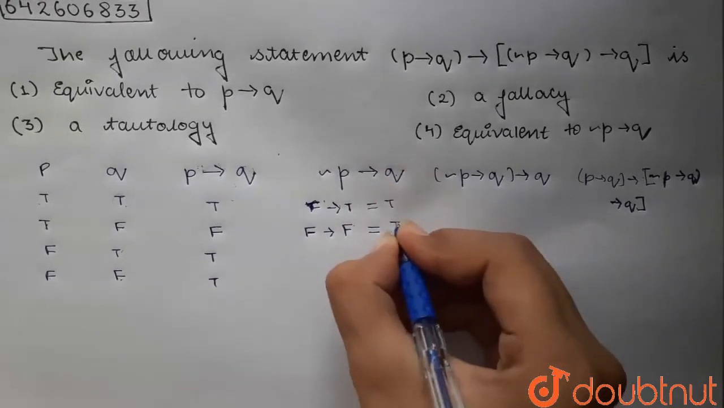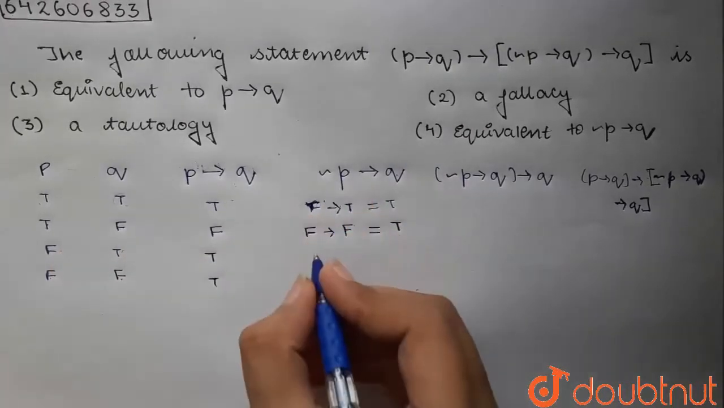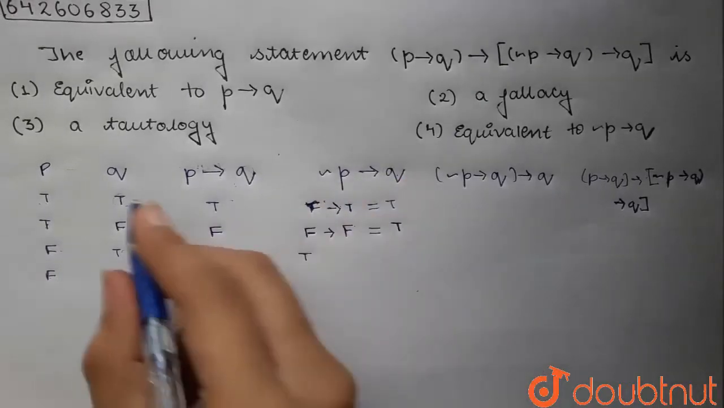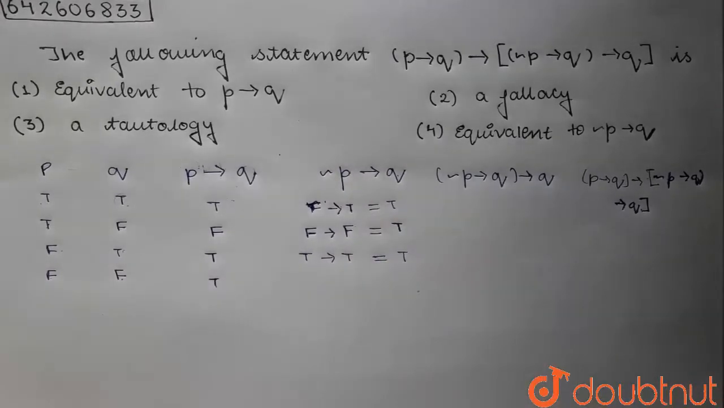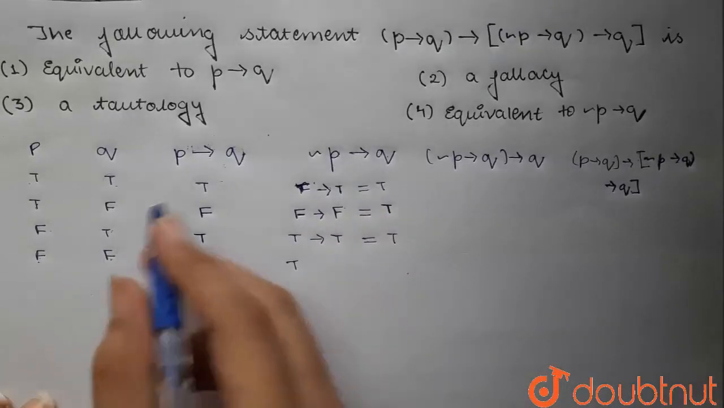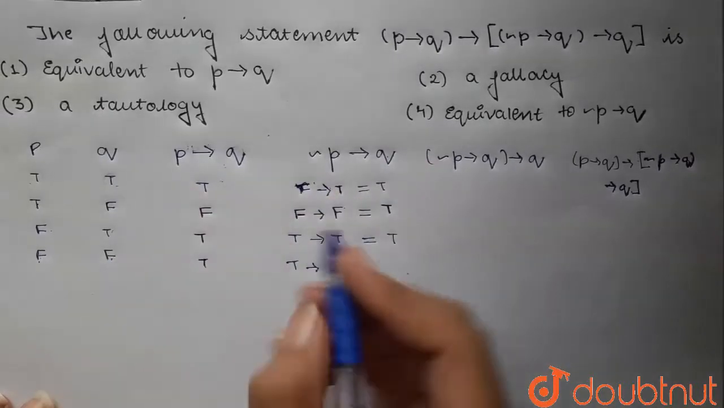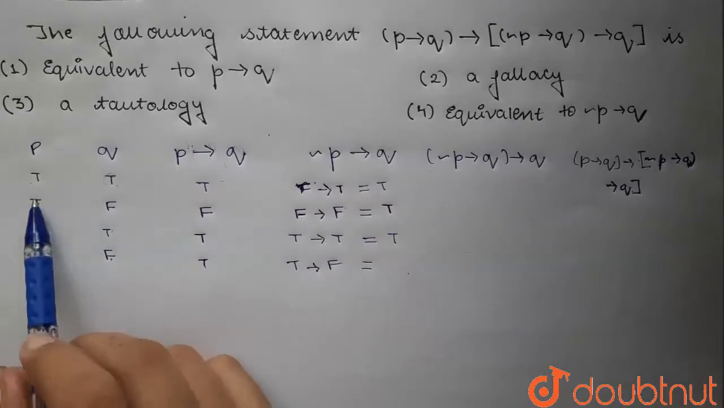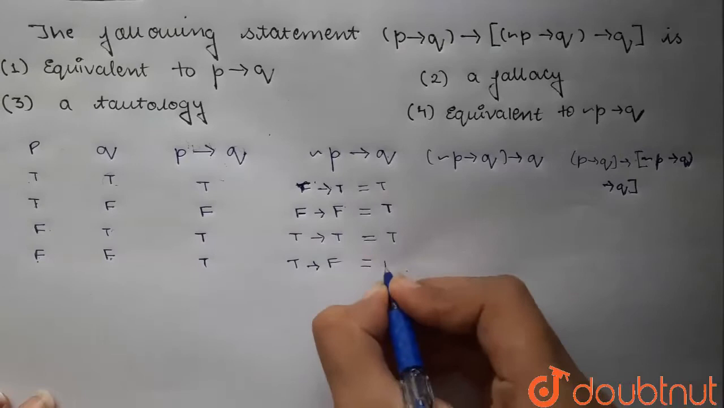Now for negation P, where P was originally false, the negation is true. True implies Q, which is true, gives true. Then, with P false, negation P is true, and it implies Q, which is false. We have already seen that if the first one is true and the other is false, the resultant answer will be false.